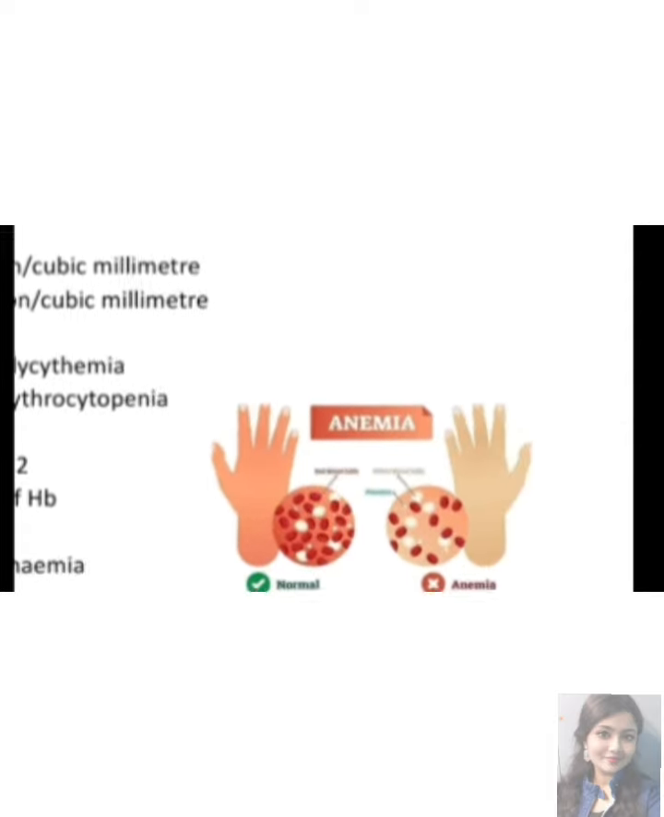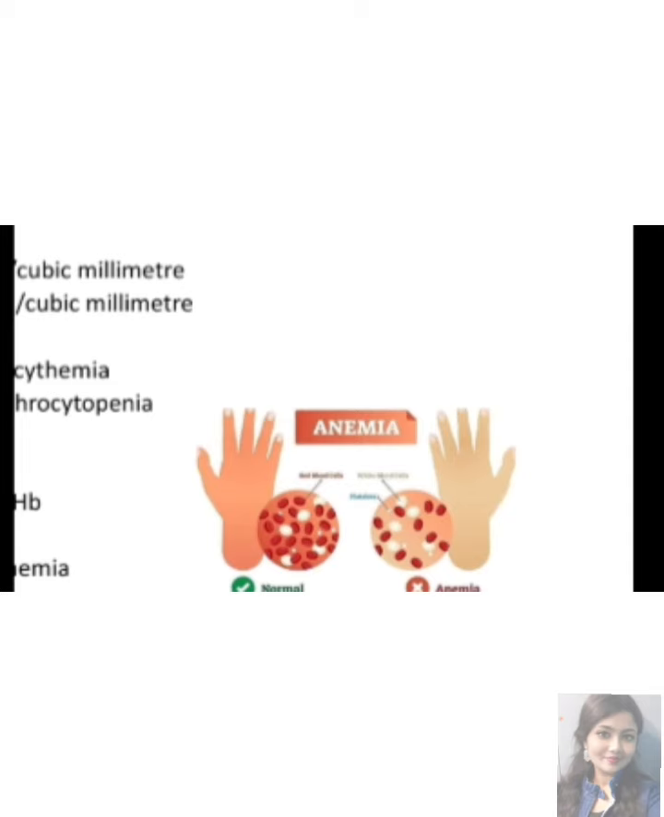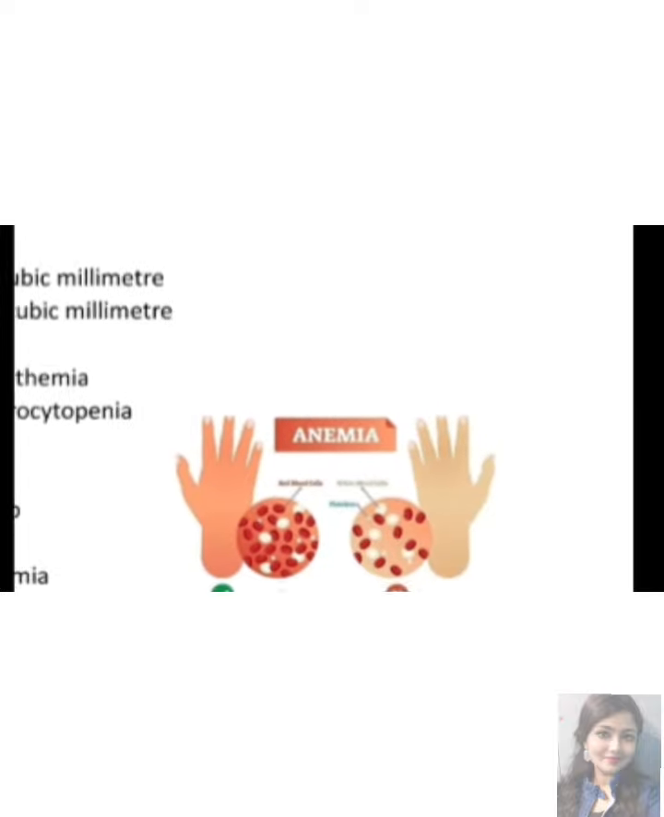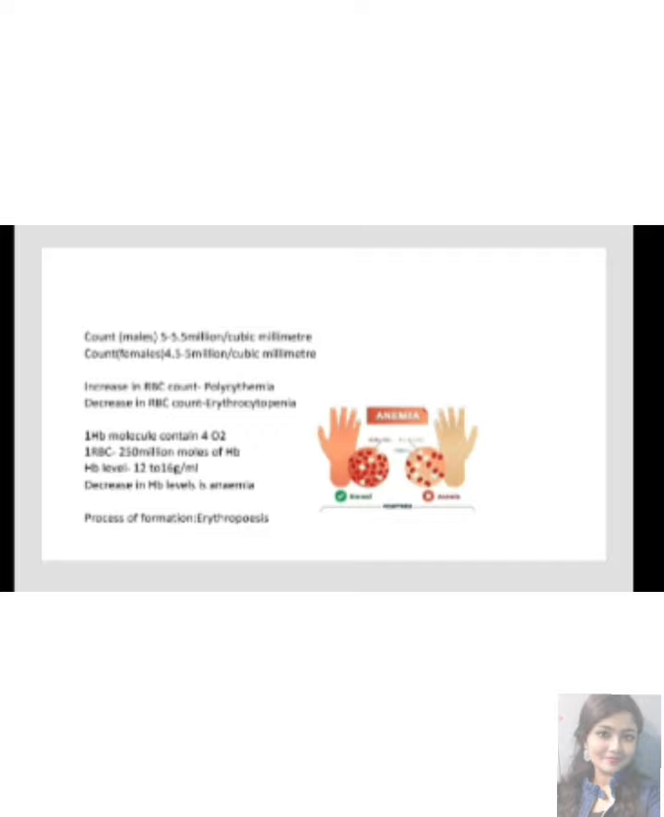You can see the difference between a normal hand and an anemic person. In an anemic person, generally the hands and skin get pale, and this is how it looks. Now moving to the next slide.